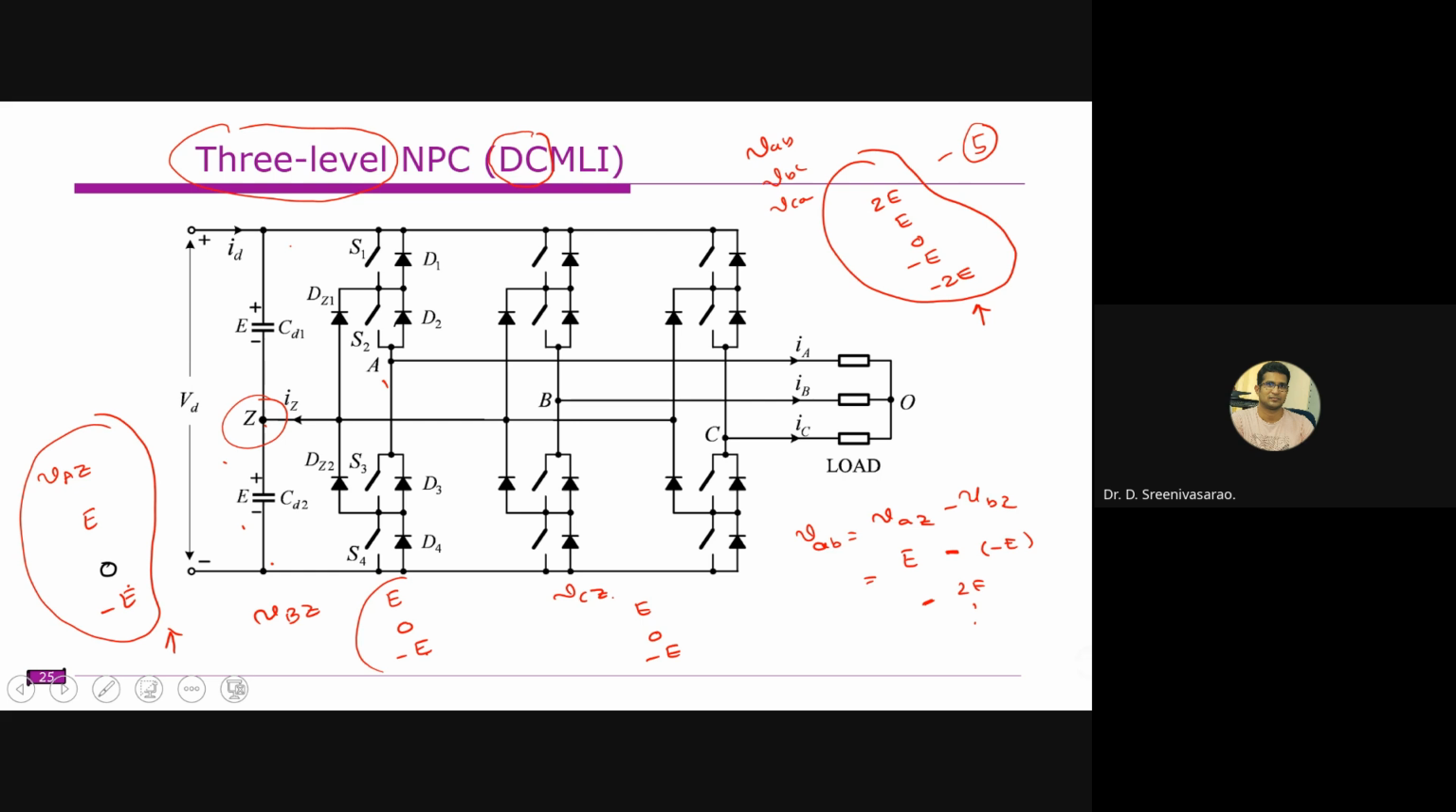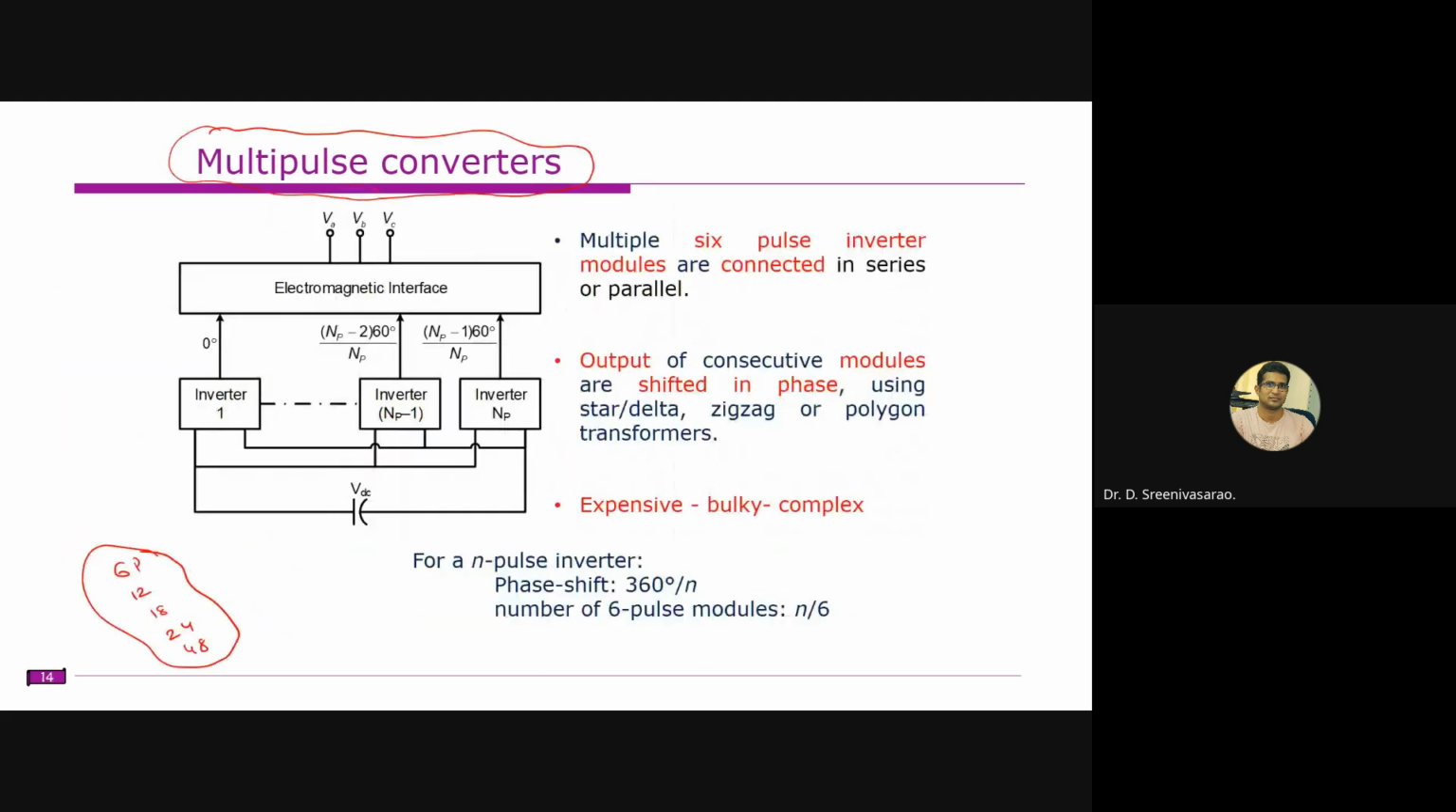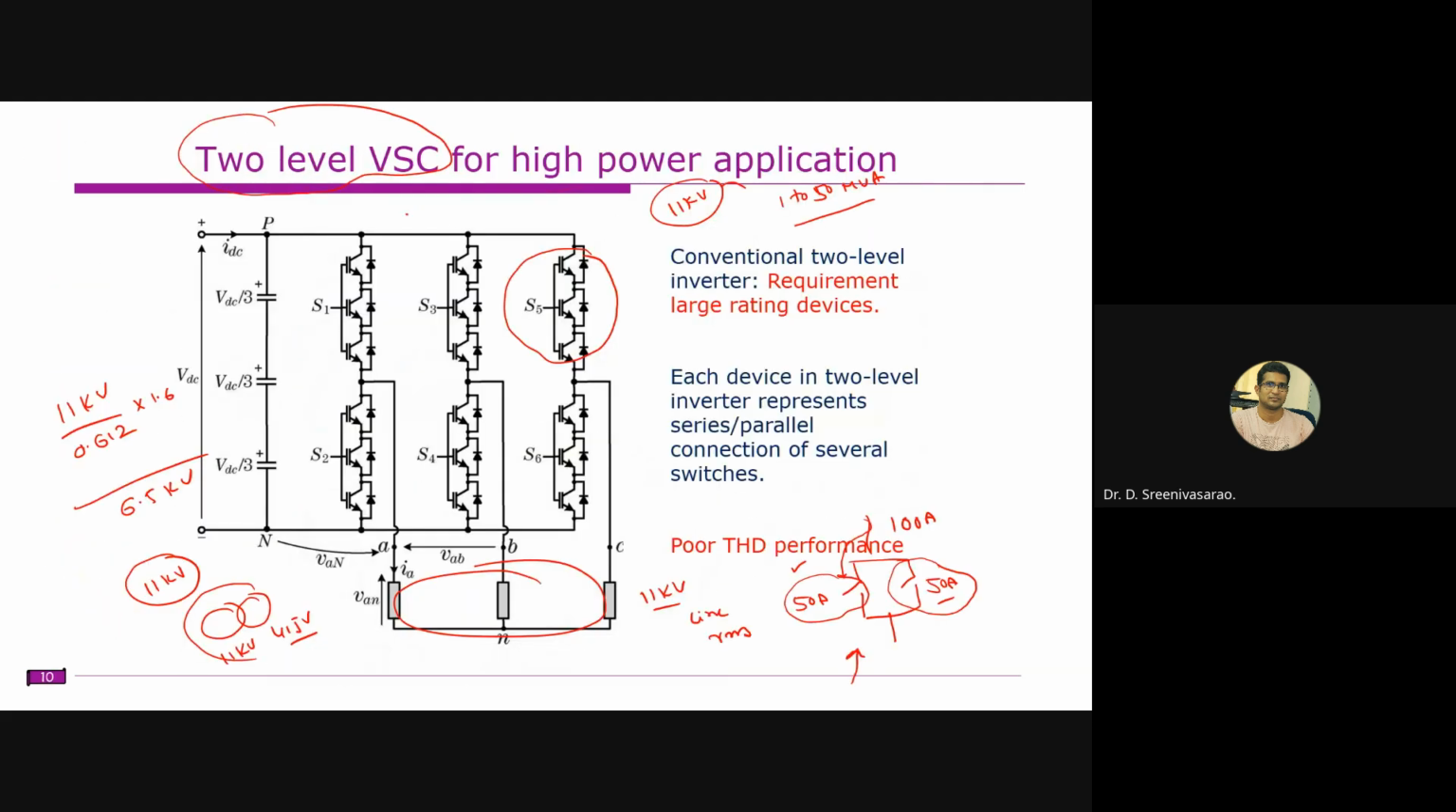So when we talk about the number of levels, it is usually the phase voltage levels only. A 2-level inverter means 2 voltages, and in case of 3-level inverters, there are 3 levels in the output phase voltage. But in case of 2-level inverters, that is slightly different.